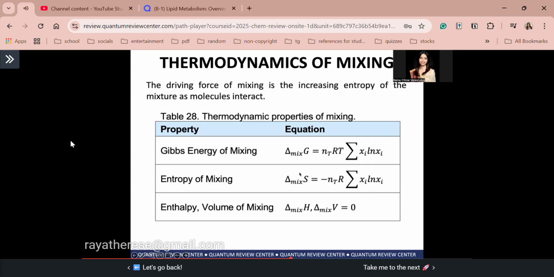So guys, matic value dapat ng delta mix S nyo ay positive. Kasi this means that mixing increases disorder. Diba? Tama naman, diba? The entropy goes up when you mix. Okay? Because we know that molecules, they get more randomly spread out upon mixing.